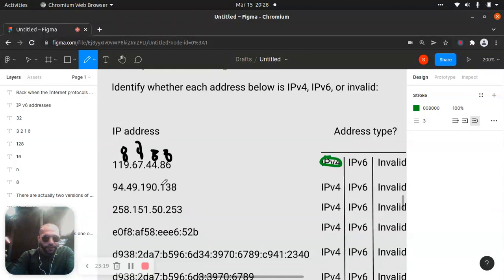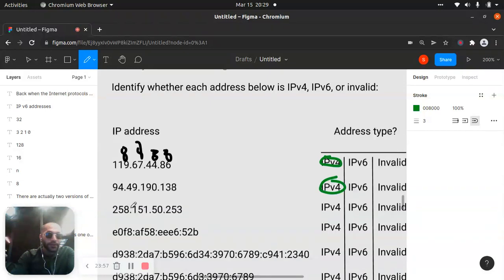This one, look here. What can it be? Do you think it can be IPv4? Just think about it. Look, this is between 0 and 255. It's again 8, 8, 8, 8. This is again IPv4.